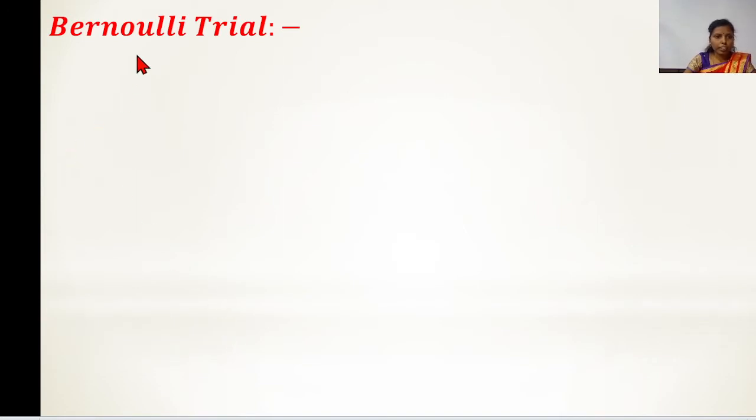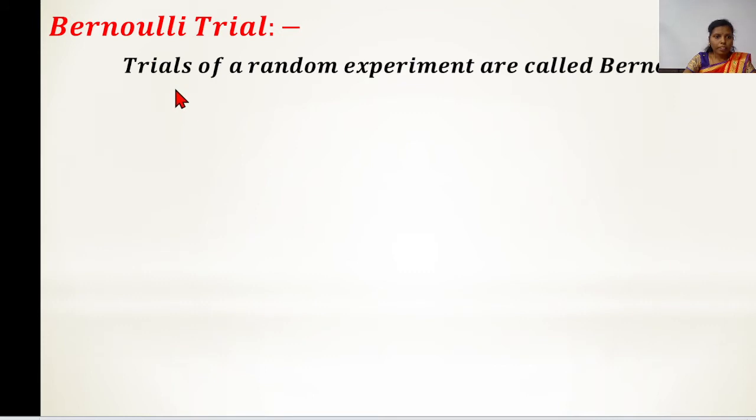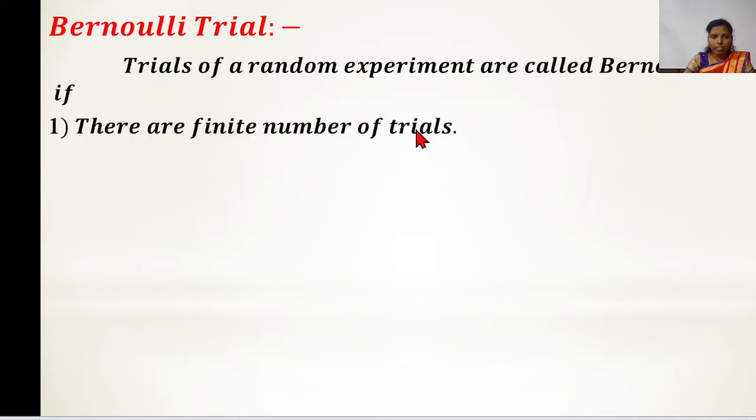Now the next point is Bernoulli trial. Let us see Bernoulli trial. Trials of a random experiment are called Bernoulli trials if they satisfy the following conditions. First, there are a finite number of trials. Finite number of trials means if we toss a coin 2 times, 3 times, 4 times, 5 times, that is a finite number. Hence the trials are a finite number of trials.